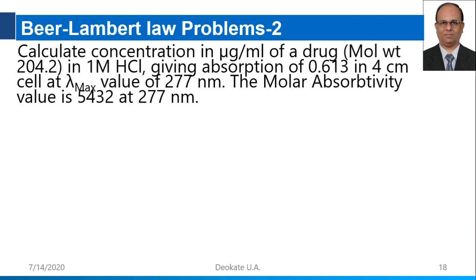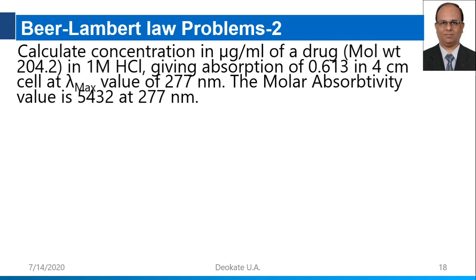Calculate the concentration in microgram per ml of the drug whose molecular weight is 204.2 in 1 molar hydrochloric acid, giving absorbance of 0.613 in a 4 centimeter cell at lambda max value of 277 nanometer. The molar absorptivity value is given as 5432 at 277 nanometer. We don't have to do anything with the lambda max value, that is 277 nanometer.